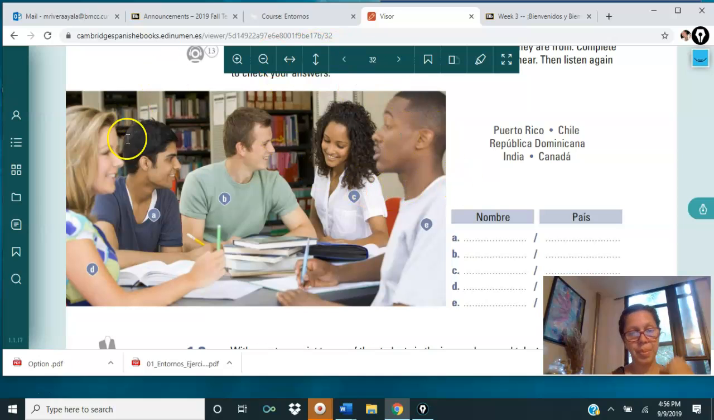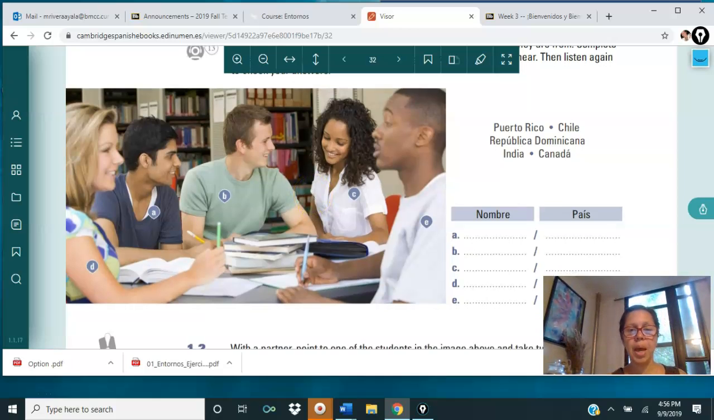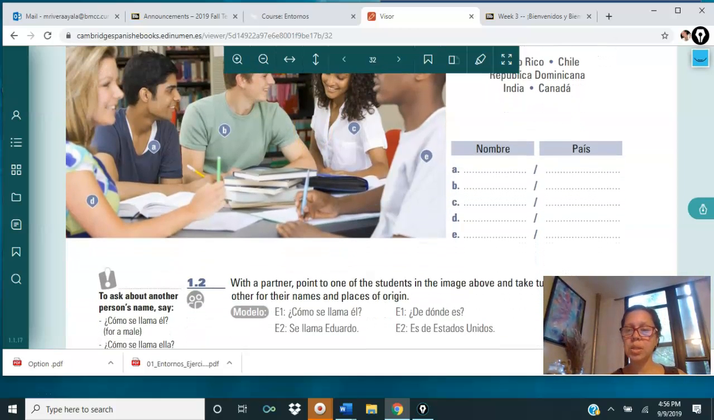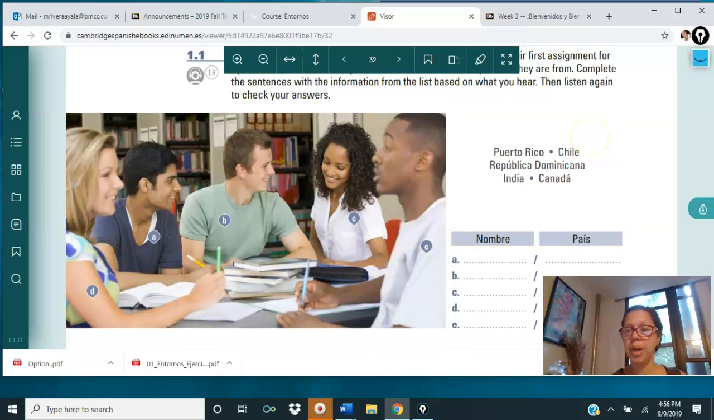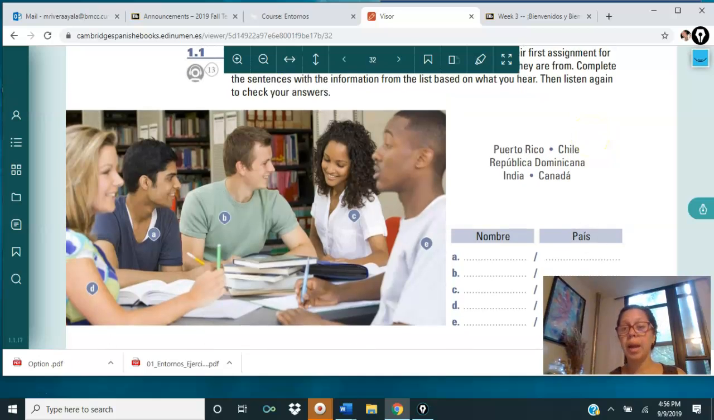Remember, take a look at the picture. The picture somehow is going to help you, okay? Once you complete the activity with the name that you hear, again, we are developing the listening skill. You complete the chart with the name and the país. So what will be país? Think about it. País, por ejemplo, Puerto Rico, Chile, República Dominicana, India, Canadá, okay?